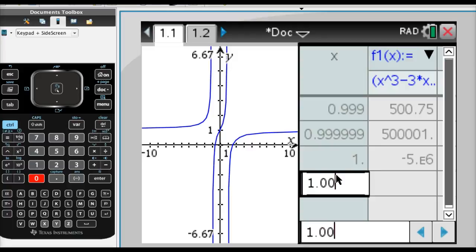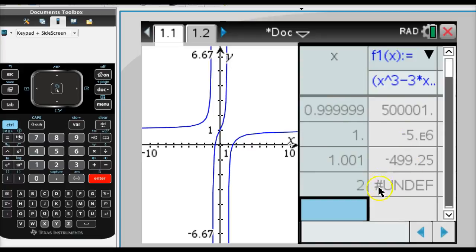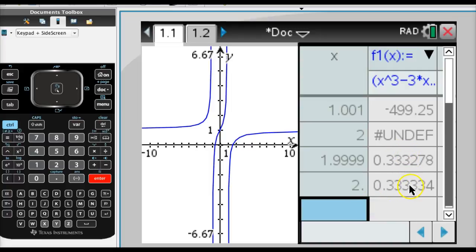or I go 1.001, and so either way, this one's going to -infinity as I get close to 1. This one's going to positive infinity as I get close to 1. That tells me a lot. Now if I plug in 2, well, 2 is undefined. Well, what happens as we get close? So I can go 1.999, and that tells me what I get there, 2.00001. What does it look like I approached? Well, it does look like I approached 1/3. So on my graph, if I look here, it looks like at 2, it's 1/3.